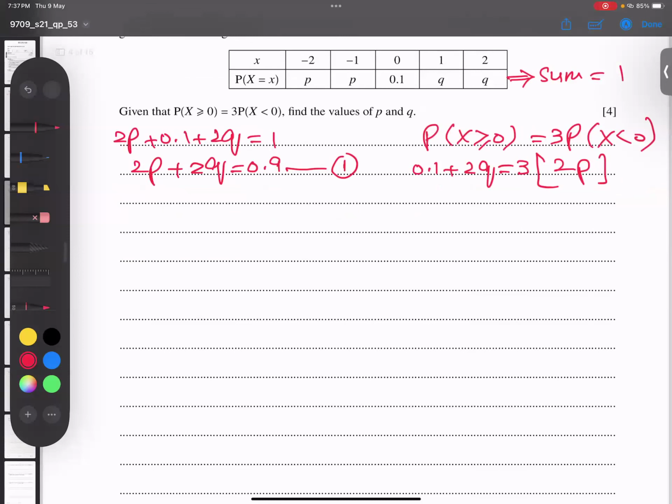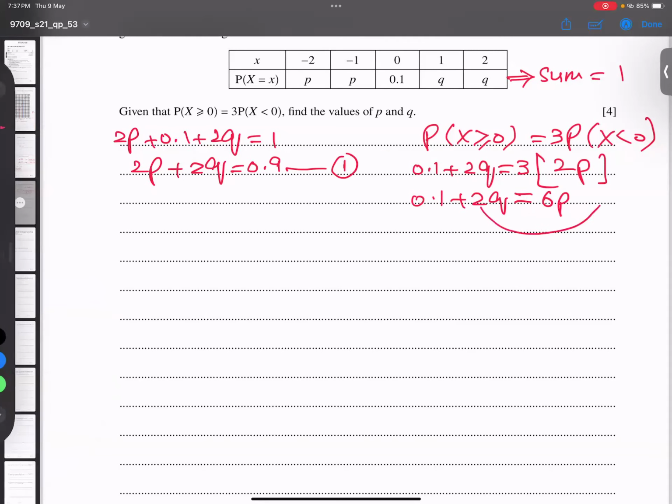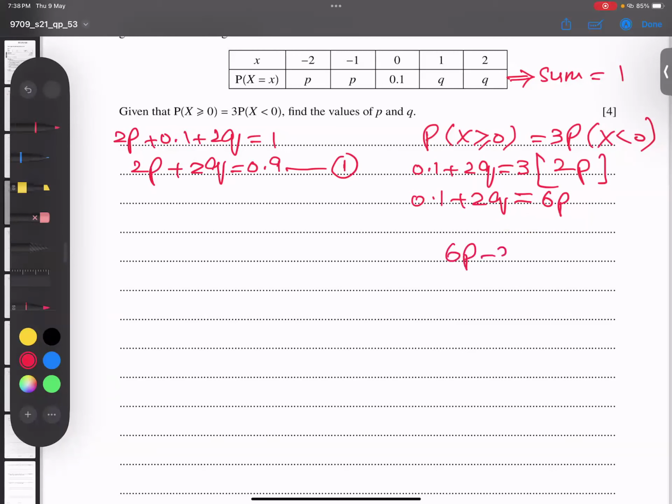Okay, students. So algebra now. This is 0.1 plus 2Q plus 6P. Sorry, this is an equal sign. Okay, now students, I think I should bring it to the other side. So I got 6P minus 2Q is equal to 0.1, equation number 2. So I'm copying both equations, this and this, and I'm pasting here.